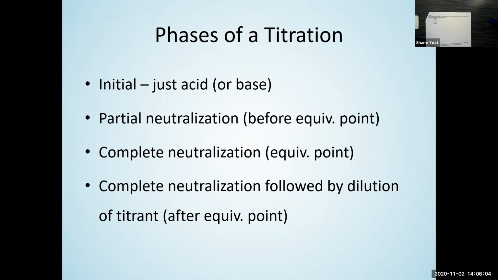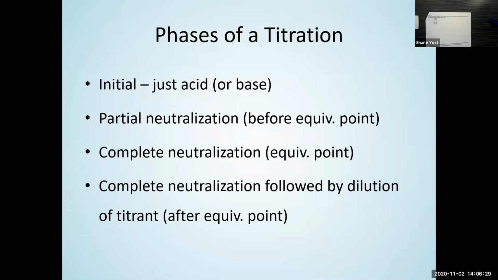That's the equivalence point, right? And then after that, you just keep on adding your titrant. In the example I'm giving here, I'm adding a strong base. So I keep on adding strong base, and I'm just diluting that base, because I'm adding it to a solution that is now just water and a salt. So that base isn't reacting with anything. It's just going to be diluted as it gets added to the solution. So those are the different phases of a titration, okay?